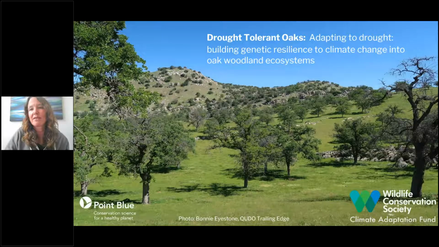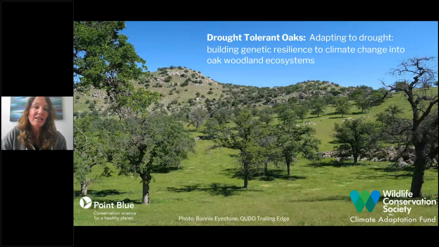Okay, so I'll start off talking about our 2018 award, which was Adapting to Drought: Building Genetic Resilience to Climate Change into Oak Woodland Systems. Many of you probably see a photo like this and associate it closely with California for a good reason. Oak woodlands are one of California's most iconic landscapes, so they have huge aesthetic and cultural value, and are also really important places for supporting biodiversity.